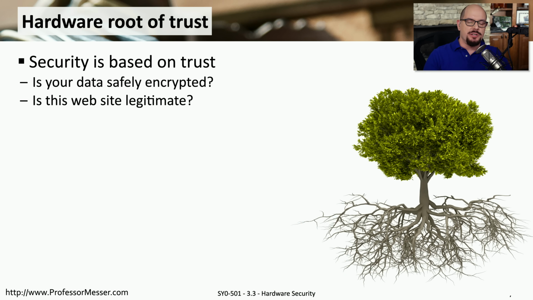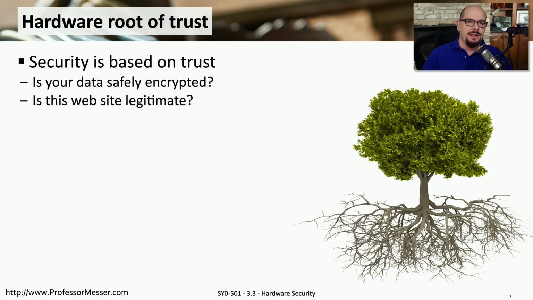Everything in IT security is based on trust. If we're using a particular encryption mechanism to protect our data, then we're trusting that that encryption is very strong. If we are connecting to a web server, then we're trusting that the certificate on that web server is one that is telling us that we are connecting to the right site, and therefore we can trust the data that we find on that web server.